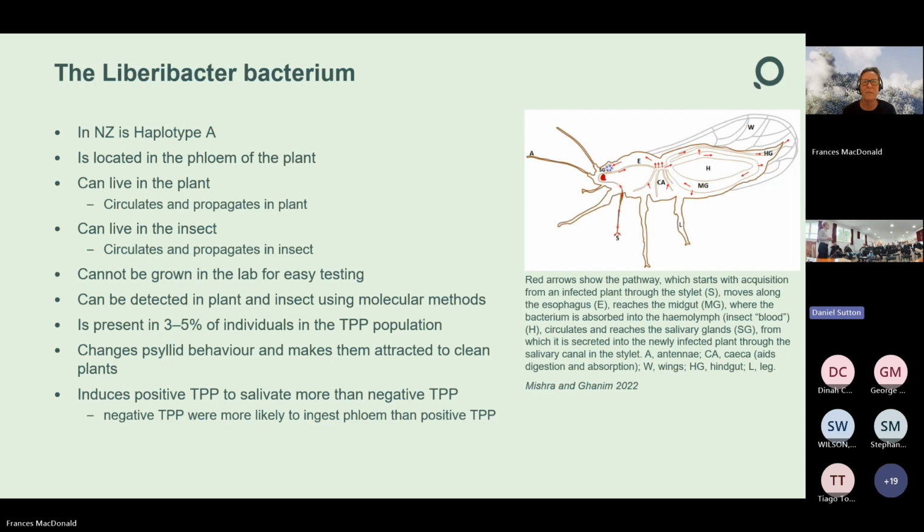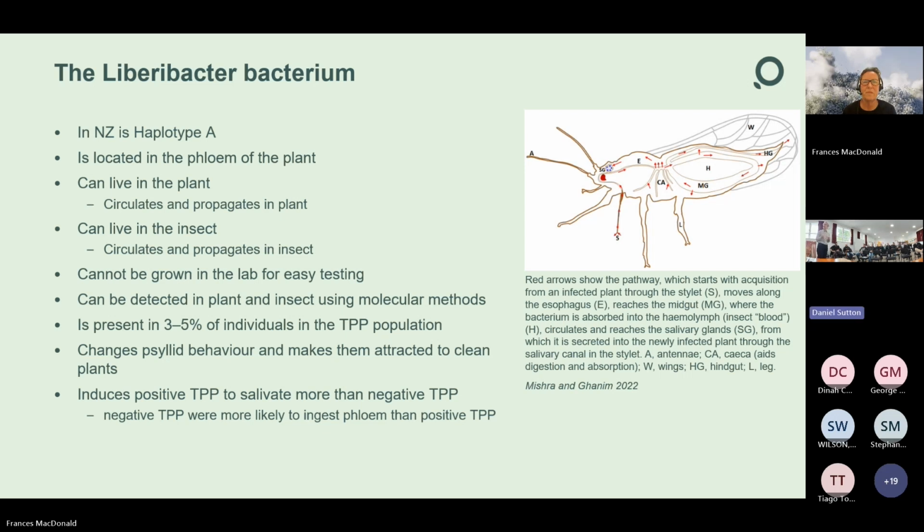What the Liberibacter does as well is that it changes the behavior of the psyllid. And we have shown that if a psyllid is infected with Liberibacter, it's actually more attracted to clean plants than to Liberibacter infected plants. If you are a psyllid that is not infected with Liberibacter, then you're more attracted to Liberibacter infected plants. So it's also manipulating the plant and the psyllid to make sure that it gets around in the environment.